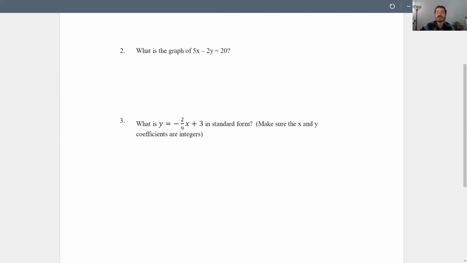Okay, so the question is very specifically asking us to make sure a, b, and c are integers. That's what they mean by the coefficients. A, b, and c. I'm sorry, c is not a coefficient. C is a constant. A and b, because they're next to the variables, are coefficients. C is a constant because it's not. All right.